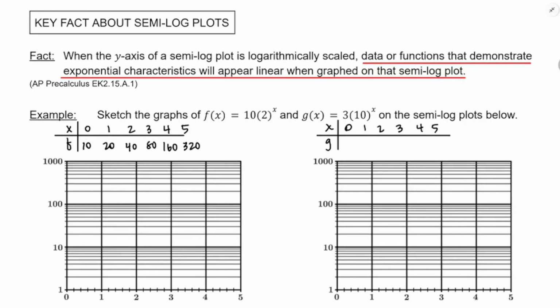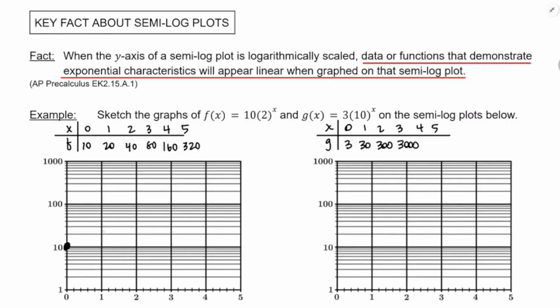Okay? But then for g, I'm going to be thinking, okay, 10 to the 0 is 1. So this one's going to start at 3. Once again, we're seeing that f of 0 or g of 0 being the a, and the a times b to the x. Okay, but then each time x increases by 1, output should increase by a factor of 10. It should multiply by 10. So I should go 3, 30, 300, 3,000, 30,000, 300,000. But this scale only goes up to 1,000, right? So even 3,000 I'm not going to be able to plot. I'm not going to try to extend the grid or anything.